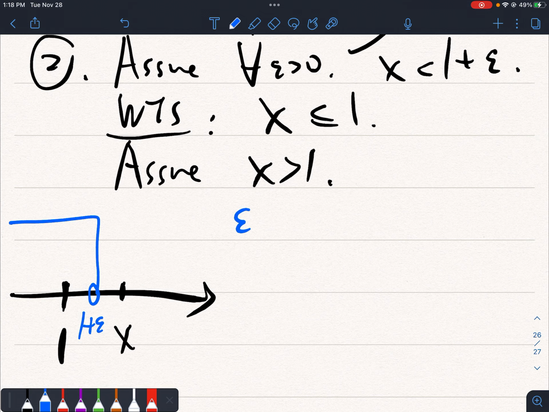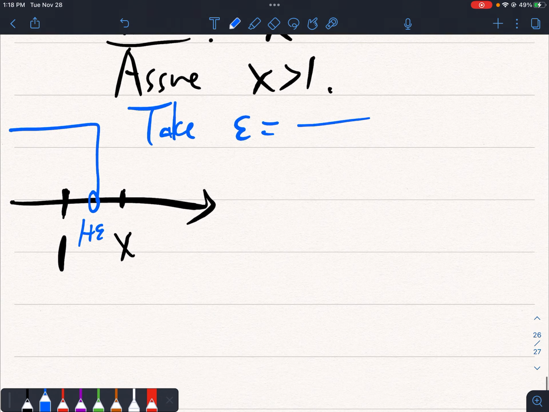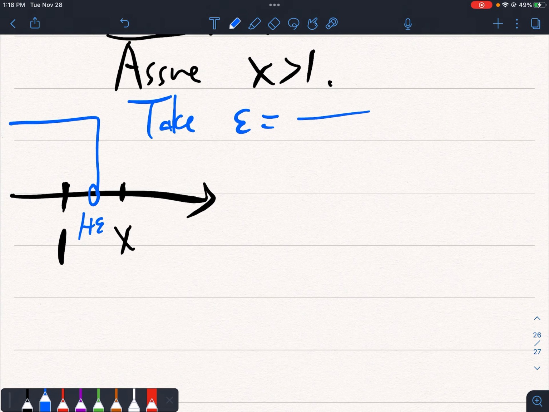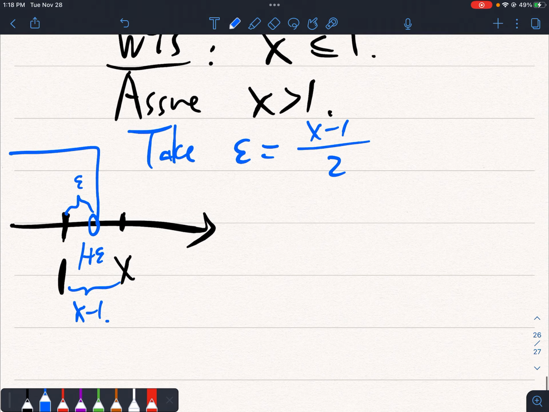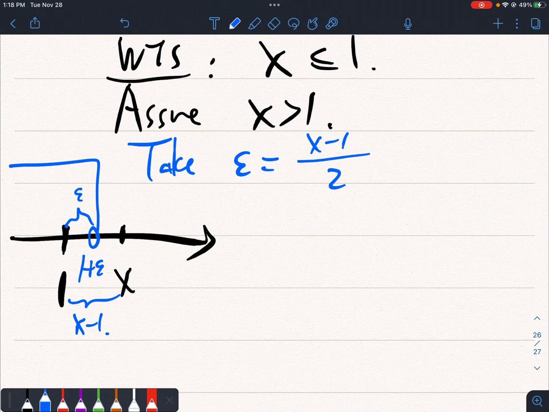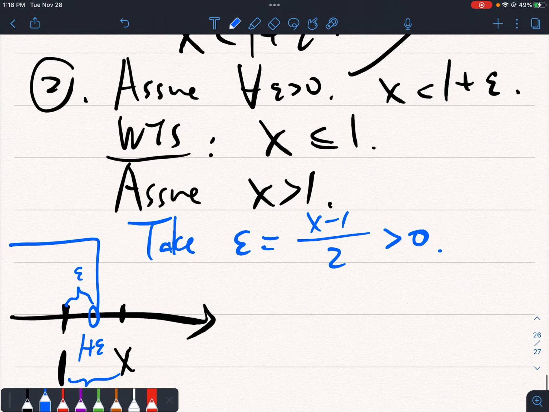So the best choice is we take this epsilon to be, epsilon is the distance from 1 to 1 plus epsilon. We want this to be less than the difference from 1 to x, which is x minus 1. So we can just take epsilon to be 1/2 of x minus 1, or x minus 1 over 2, because x is bigger than 1. So this is positive, okay?